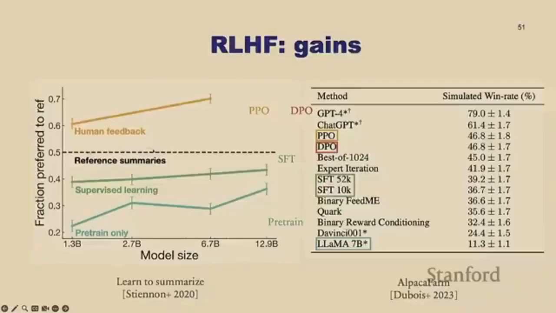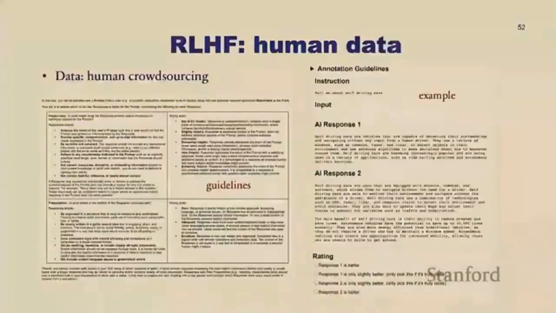This is the human reference summaries. Same thing on a paper that we have, Alpaca Farm. The evaluation here is not too important, but you see the pre-trained model, you jump to SFT, and then you jump to PPO and DPO, and PPO and DPO have the exact same performance. So basically, RLHF helps. That's the conclusion, and DPO is simple.